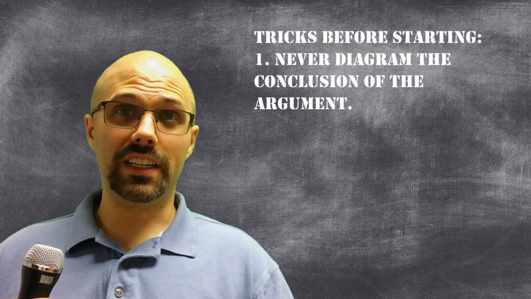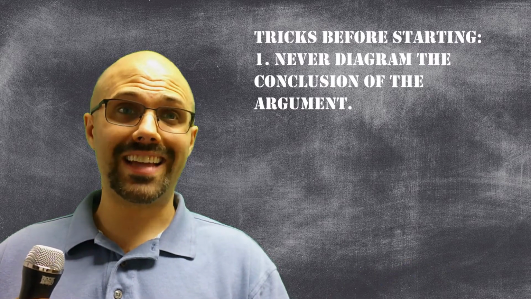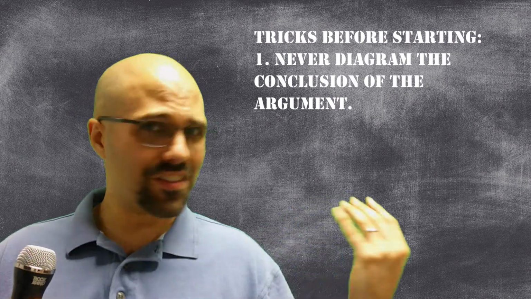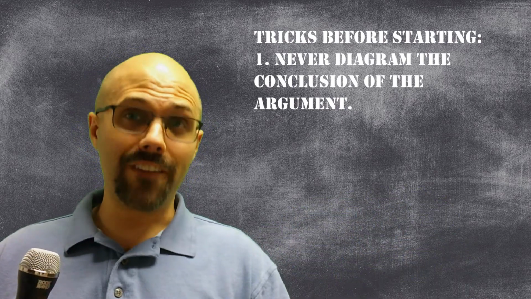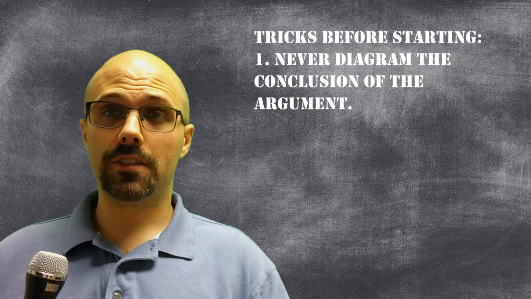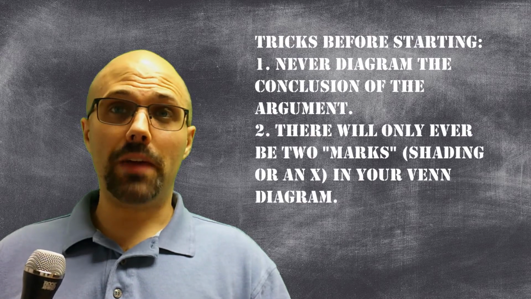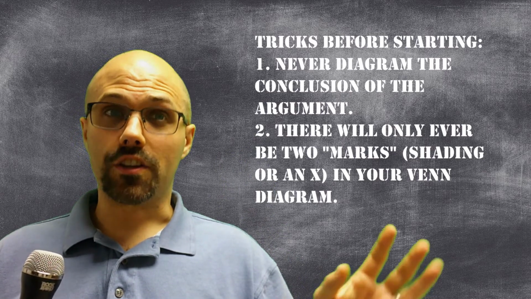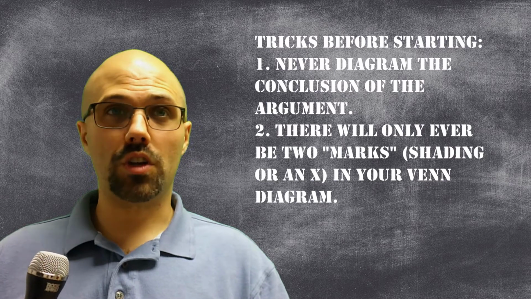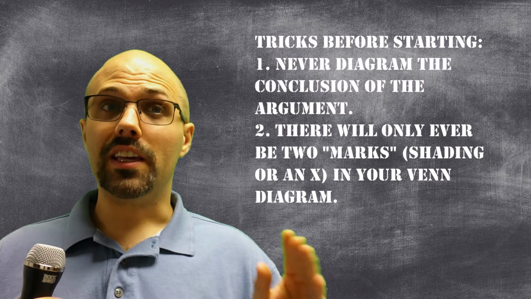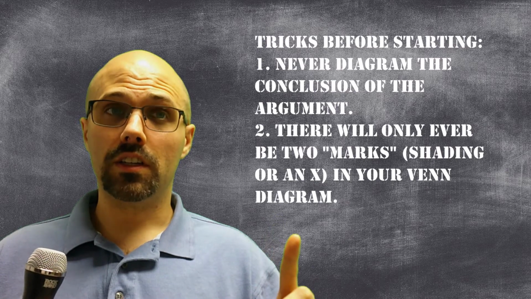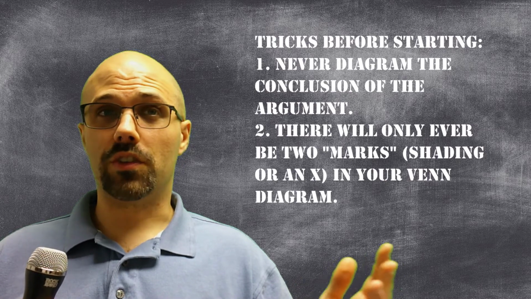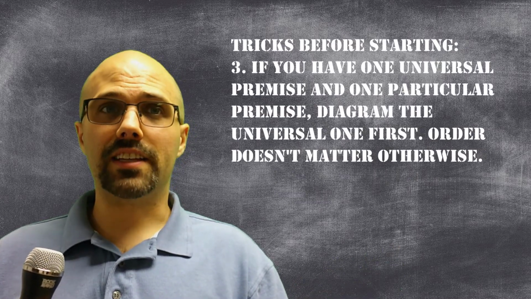The way we're going to check for validity is we're going to see if, when we've already written our two premises down in the Venn diagram, we've already written the conclusion down. If you diagram the conclusion, everything will turn out to be a valid argument. So don't ever diagram the conclusion, just diagram the two premises. As a result, you're only ever going to make two marks in your Venn diagram. And by a mark, I mean either shading in a region or putting an X down. Each premise is only going to ever have one mark. So either an X if it's a particular premise, or you're going to shade in some region if it's a universal premise.